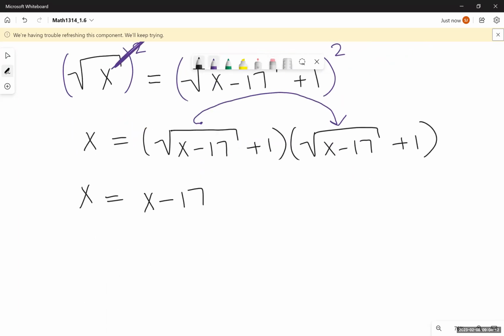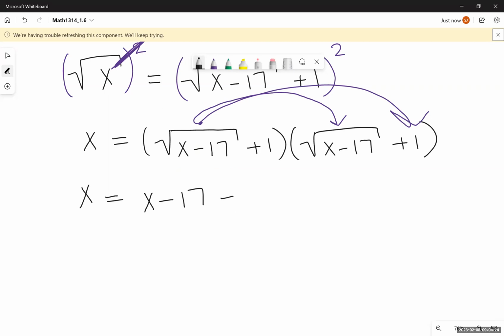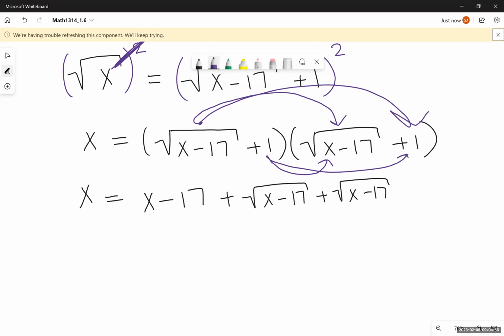Okay. Now I take this and multiply it to 1, which means it is just, this delay is killing me, it is just going to be plus the square root of x minus 17. Now I do 1 times this, which is just a positive x minus, I'm sorry, x minus 17 underneath your square root. Thank you. And then lastly, 1 times 1, which is just 1.